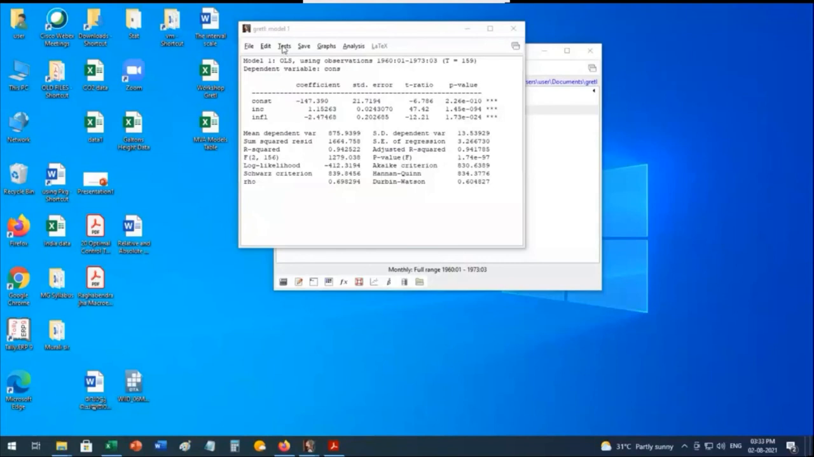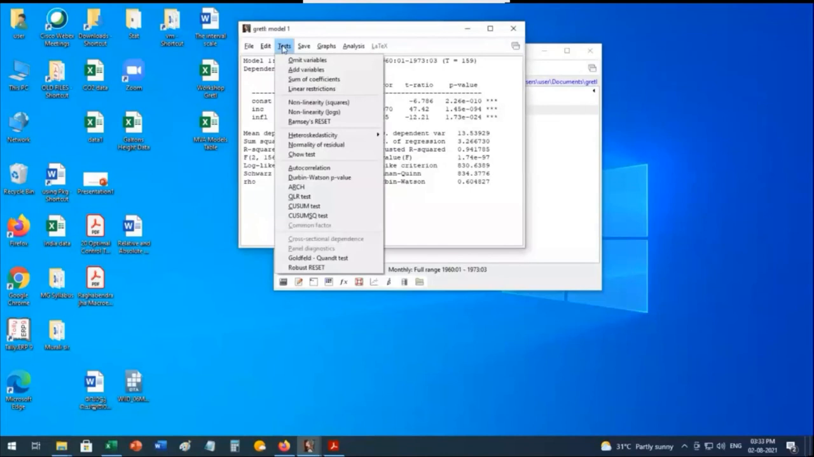And here we have Ramsey's reset, heteroskedasticity, normality of residual, then autocorrelation, then ARCH. This also we have to check. We have to check whether there is any ARCH effect, autoregressive conditional heteroskedasticity effect in the framework of a time series or financial time series. We have to check all these assumptions, starting with the specification error, then no heteroskedasticity, normality, autocorrelation, and ARCH. So all these we have to test.